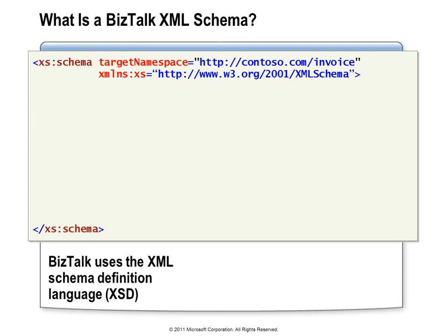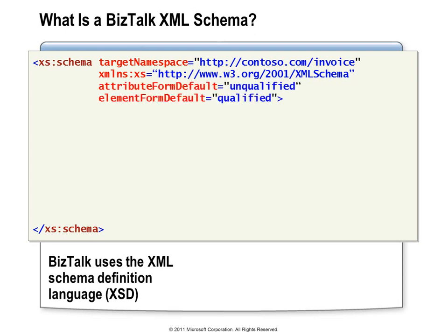So you specify the answer to those questions by adding a couple of additional items to your root schema element. So here we're saying that we're not going to worry about namespaces as they pertain to attributes. Attributes are always going to be included within an element, so we're going to say that that's sufficient. In the case of element names, on the other hand, here we are saying that every element and all of its child elements must be namespace qualified.